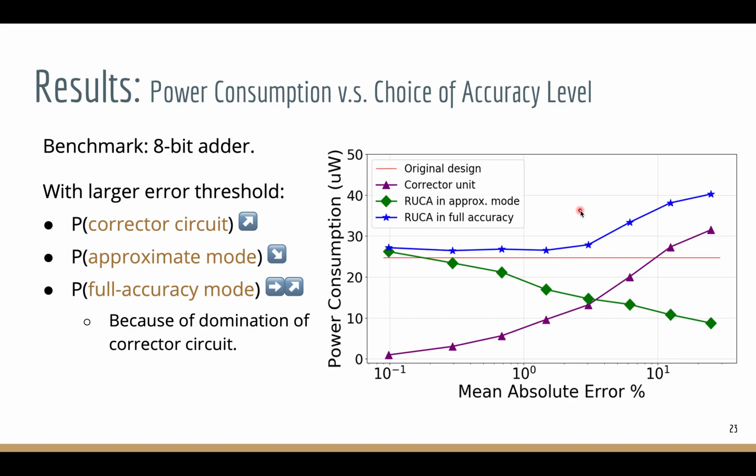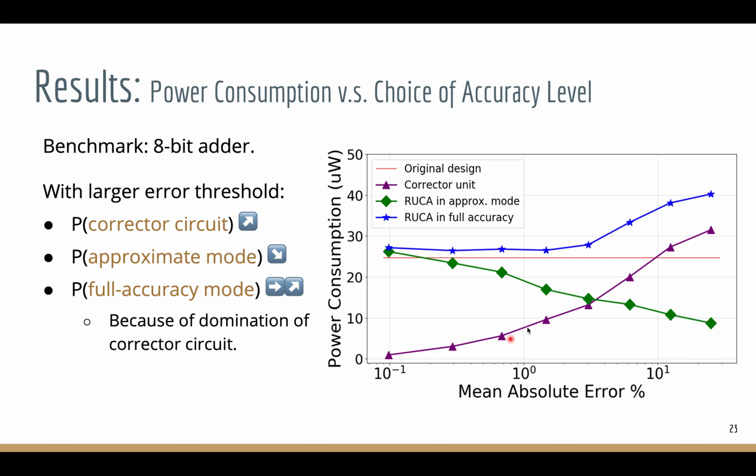We first experiment on a small benchmark, 8-bit adder, without circuit partitioning and design space exploration. The number of accuracy levels is fixed to 2, which means there exists only one approximate mode besides full accuracy, and we choose different error thresholds as that one single approximate mode respectively.